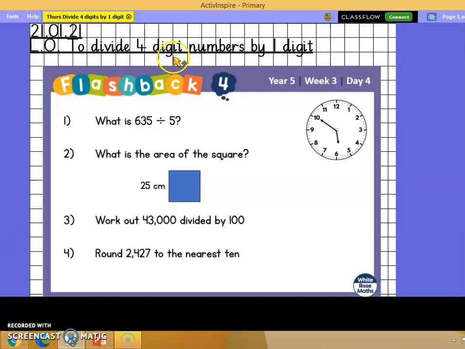Today we're going to learn to divide 4-digit numbers by 1 digit. Please record the date, learning objective, flashback 4 and do these 4 calculations in your book. Use the method we learned last lesson to tackle this one. Remember, area means one side times the other. Dividing by 100, finding our nearest 10 when we're rounding, and time.